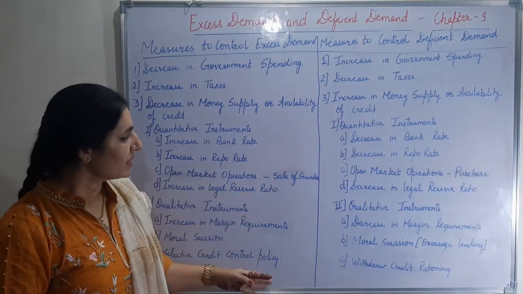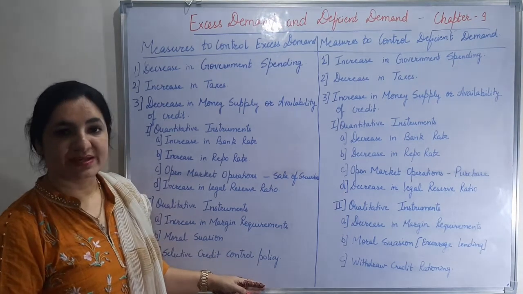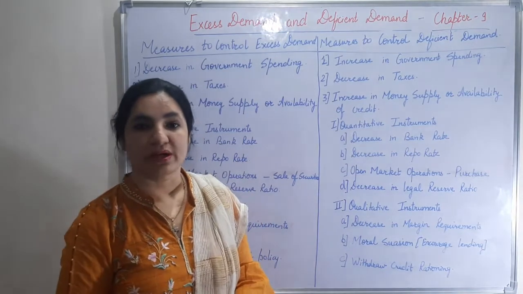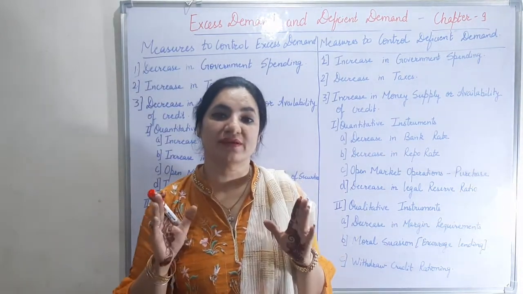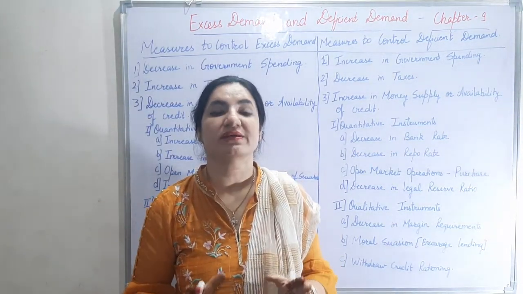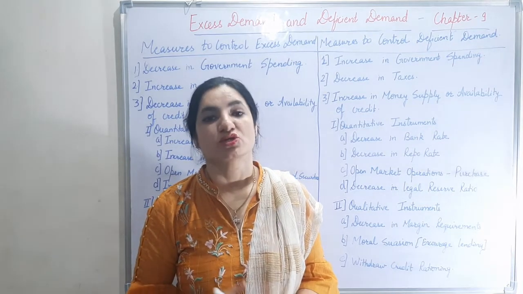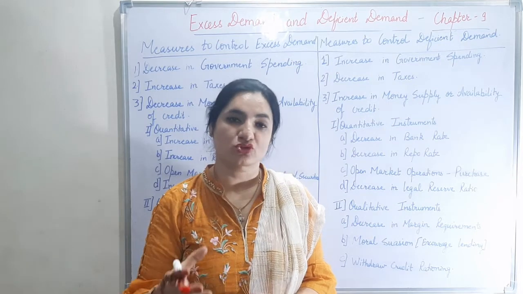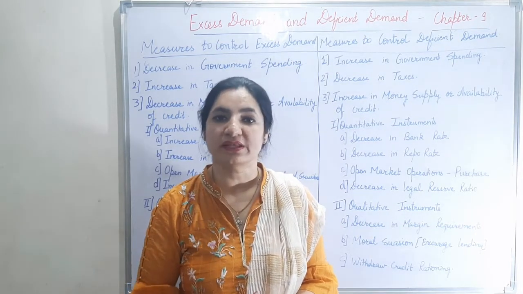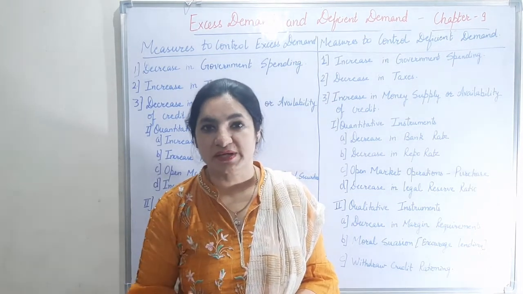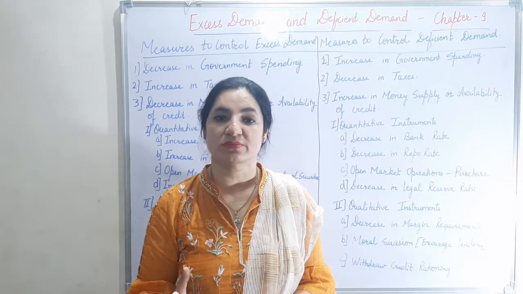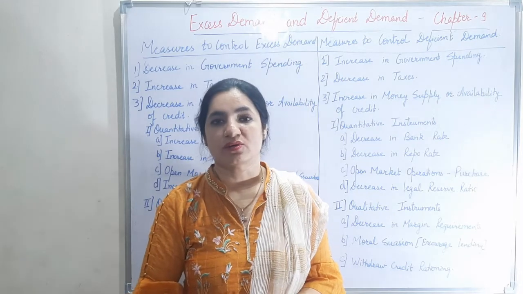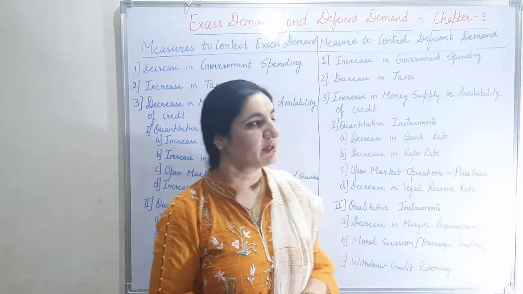So these are the measures to control excess demand. Now, measures to control the deficient demand. We should keep this in mind: when there is deficient demand in the economy, there is less money supply. So we should increase the money supply so that people have income in their hands. They will be able to spend only when their disposable income increases, and ultimately they will demand goods, thereby increasing the aggregate demand.